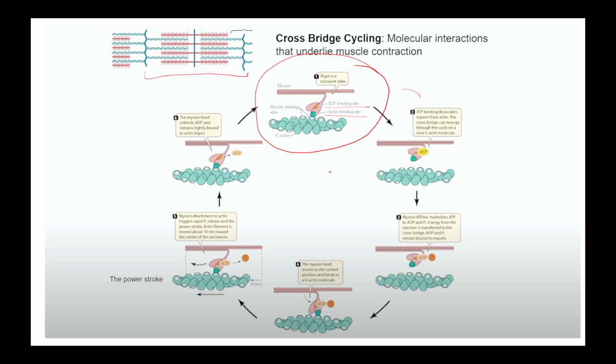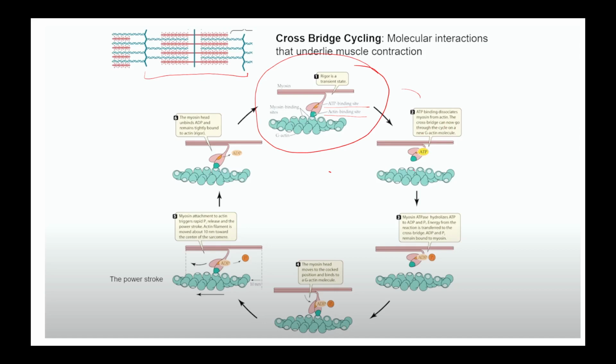The ATP binding happens. When the ATP binds, it causes a conformational change in the myosin, and then myosin detaches itself from the actin. This entire cycle we'll talk about later. Once the ATP binding happens, it dissociates myosin from the actin, and this we also refer to as the cross bridge, and the cross bridge can now go through the cycle on a new G actin molecule.